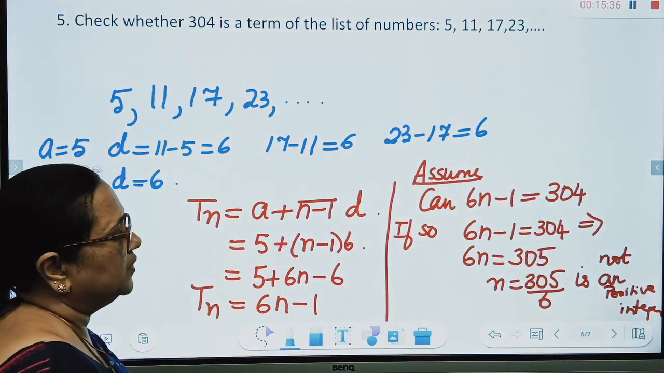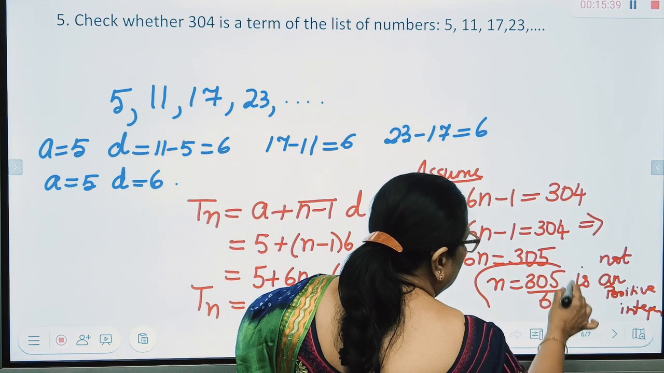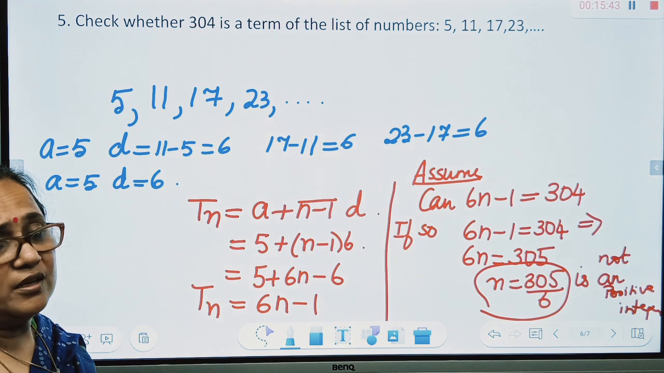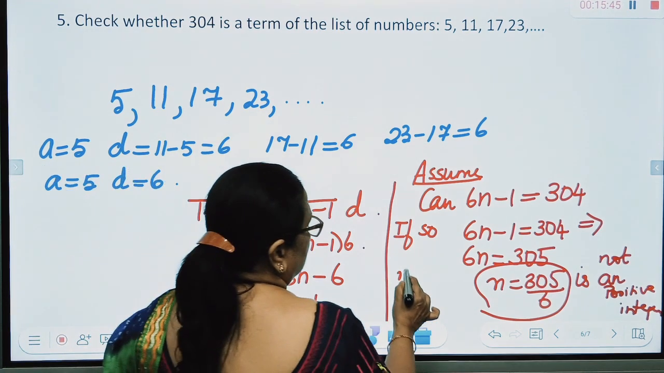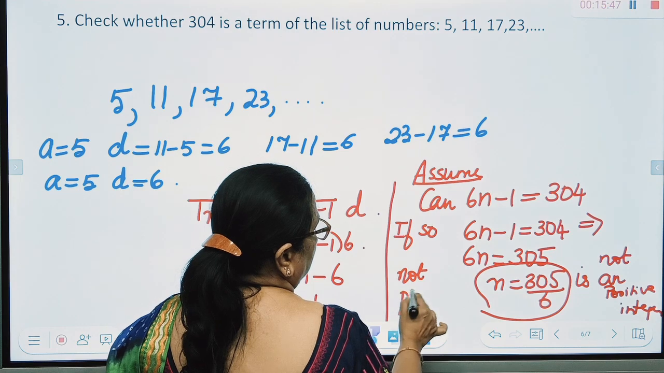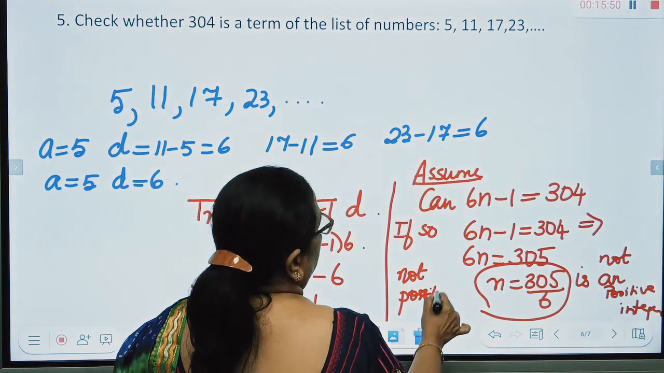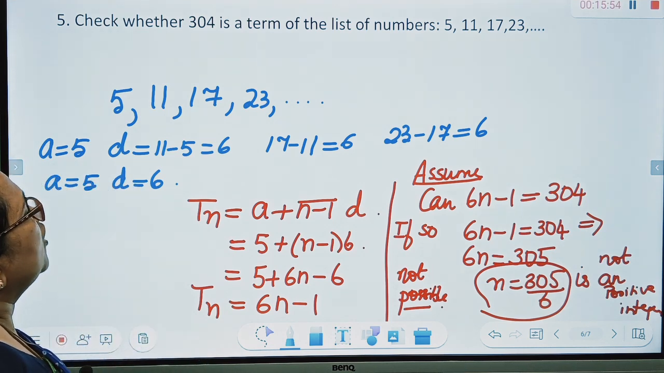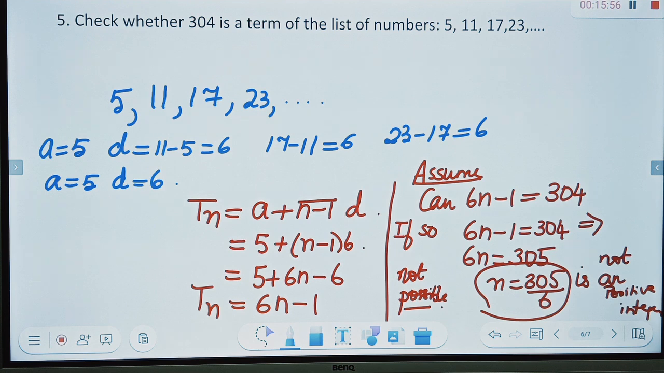304 is a term, then what term is it? n equal to 305 by 6, it is not an integer. Therefore, not possible. Therefore, what can we conclude? 304 cannot be a term of such a sequence. Is it clear?